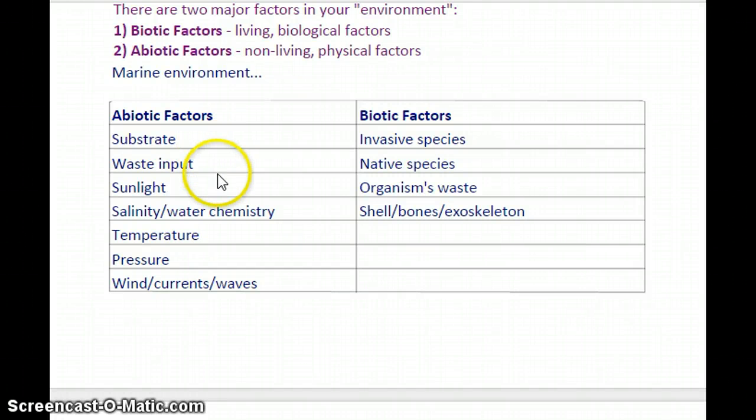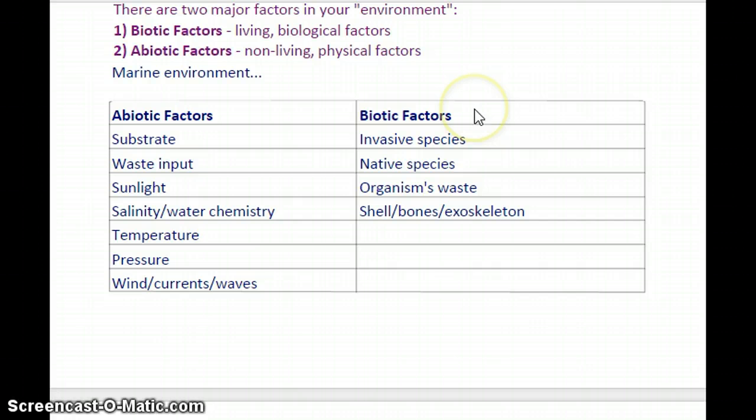Waste input in the form of inorganic nutrients. When something poops, a lot of that waste contains nitrates and phosphates, so that would be an abiotic factor. Sunlight, of course, is an important factor. The minerals and smaller elements that make up the water chemistry, the salinity of the water, the temperature of the water is another abiotic factor, pressure of the water, and then wind and current and waves. These are all non-living factors that can have a big impact on the living things themselves.